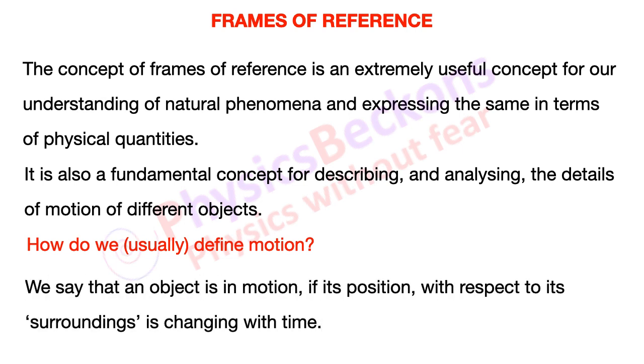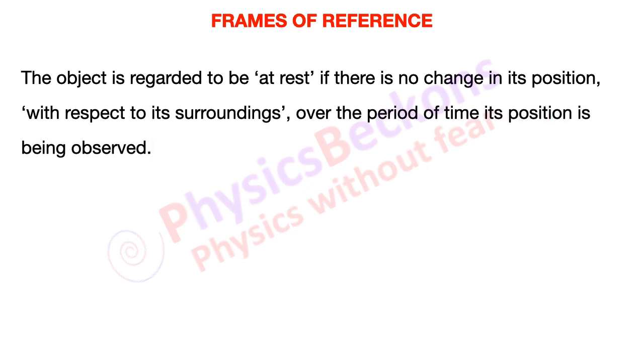We say that an object is in motion if its position with respect to its surroundings is changing with time. Mark the words with respect to its surroundings. The object is regarded to be at rest if there is no change in its position with respect to its surroundings. Over the period of time, its position is being observed. Again, mark with respect to surroundings. These are important words.